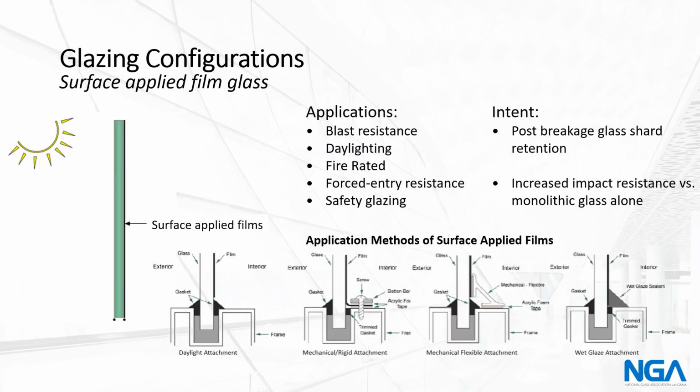There are various application methods of surface-applied films that can affect the impact resistance and post-breakage glass shard retention. Examples on this slide include a daylight attachment, where the film is applied only to the glass surface outside the frame, a mechanical attachment, where the film is anchored to the frame by rigid or flexible means, and a wet glaze attachment, where a sealant is used to anchor the film to the frame.